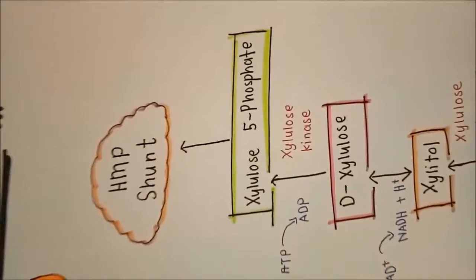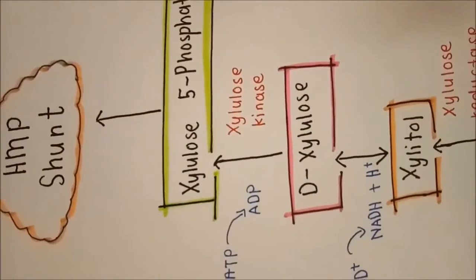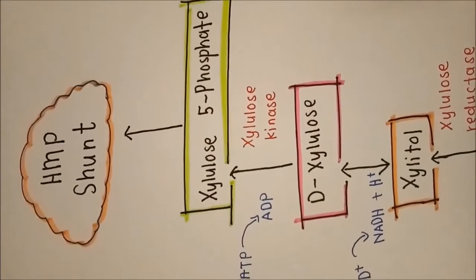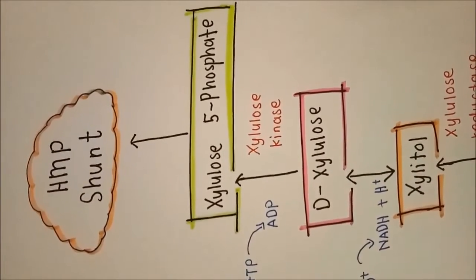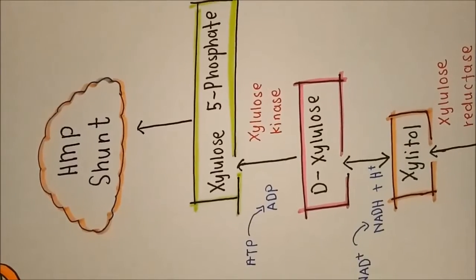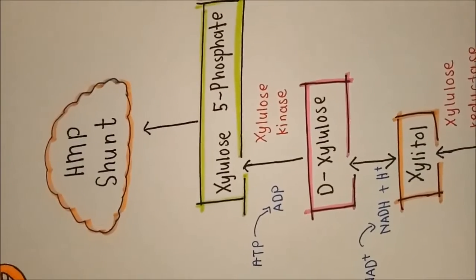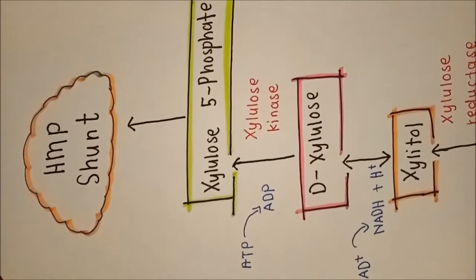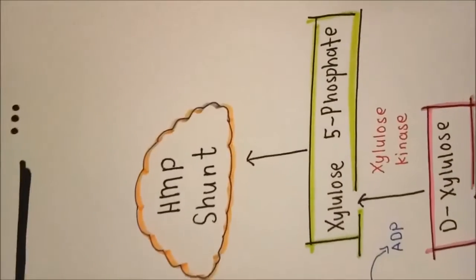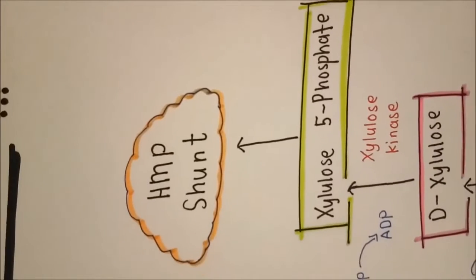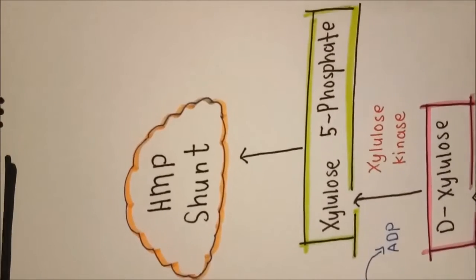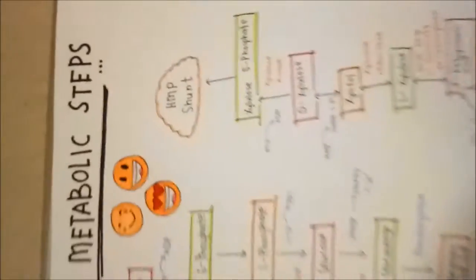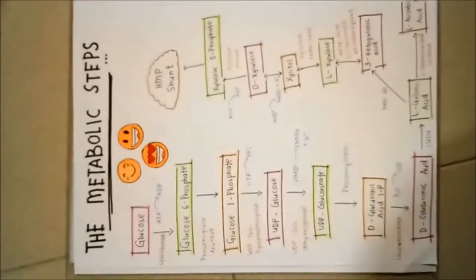Then, D-xylulose is converted to xylulose 5-phosphate, which uses xylulose kinase enzyme and uses ATP to form ADP. Lastly, xylulose 5-phosphate enters the HMP shunt, which is our final product in these metabolic steps.